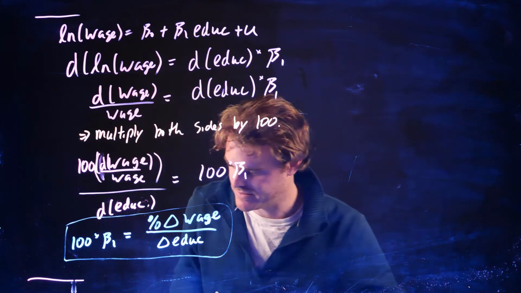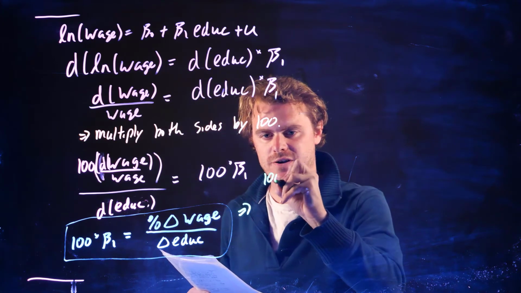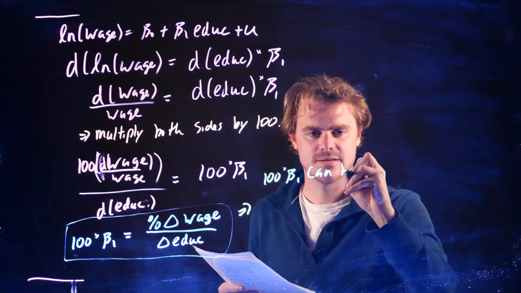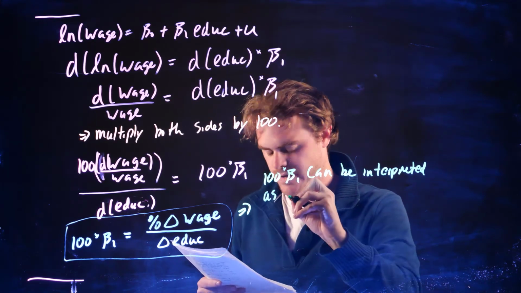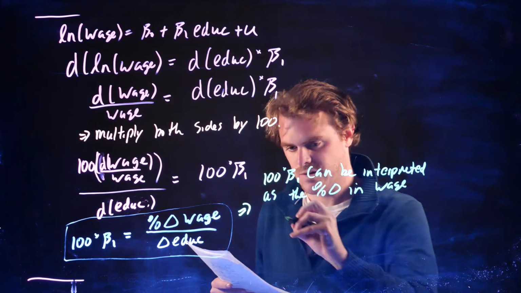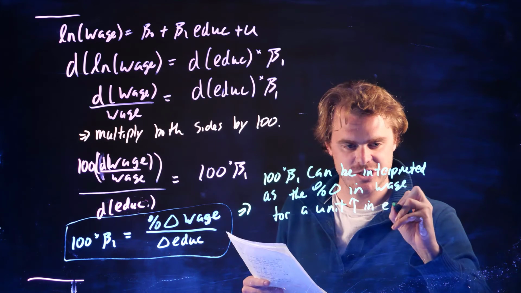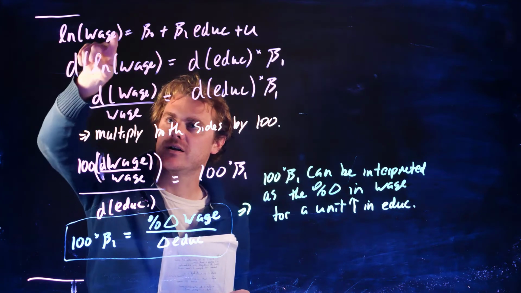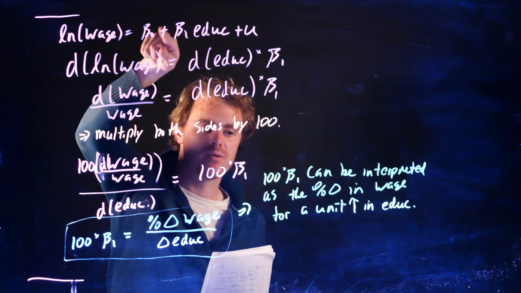This pen's dying on me a bit, so let's try something else, different color even. So how to think about this is 100 times beta 1 can be interpreted as the percentage change in wage for a unit increase in education. So just by transforming our dependent variable, by taking the natural log of it, this has changed the interpretation of our beta 1.